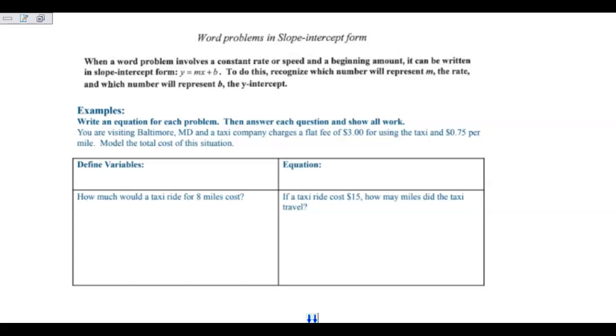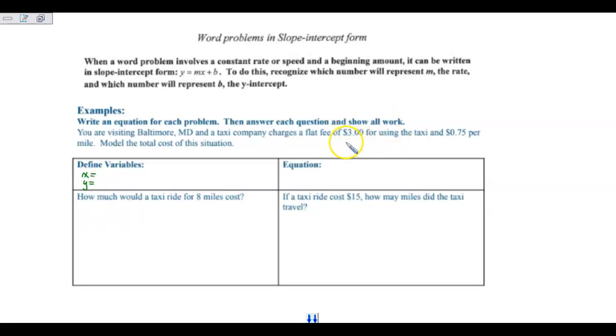Okay? So we're going to write an equation for each problem, and we're going to answer each equation to show all work. And this one we're going to be writing in the slope-intercept form of y equals mx plus b. It says you are visiting Baltimore, Maryland, and a taxi company charges a flat fee of $3 for using the taxi and 75 cents per mile. Model the total cost of this situation. So I see that I have money, and then I have miles. And so I need to determine what is going to be my x value and what is going to be my y value.